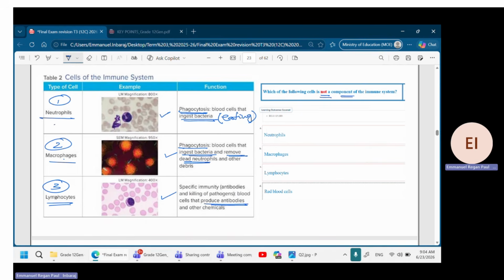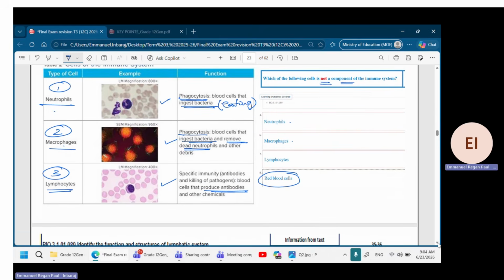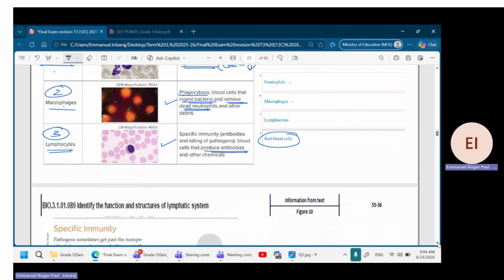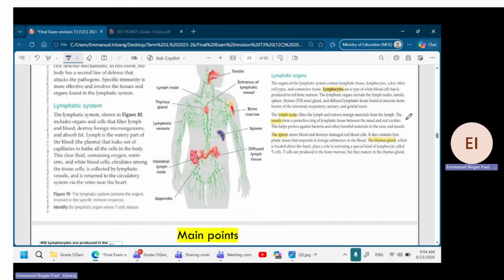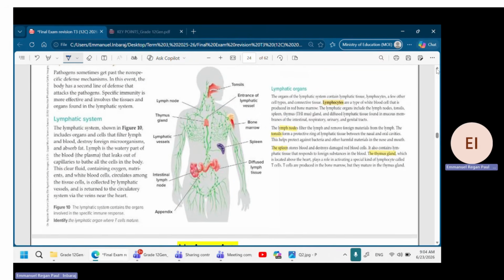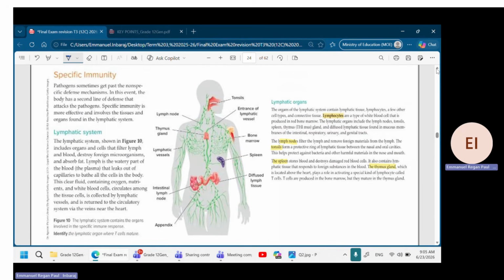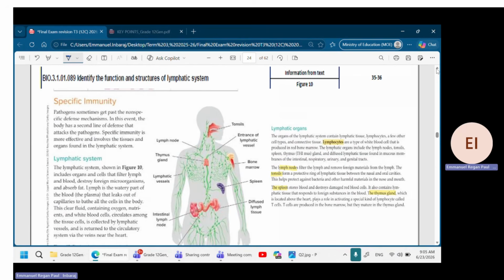So neutrophil, macrophage, lymphocyte, which is not the component? The red blood cell is not the component. You see, you have only three here, three cells. And all these three types of cells are WBCs. Don't forget, white blood cells. Next one, I want you to turn to page number 35 and 36. So let's continue with this.